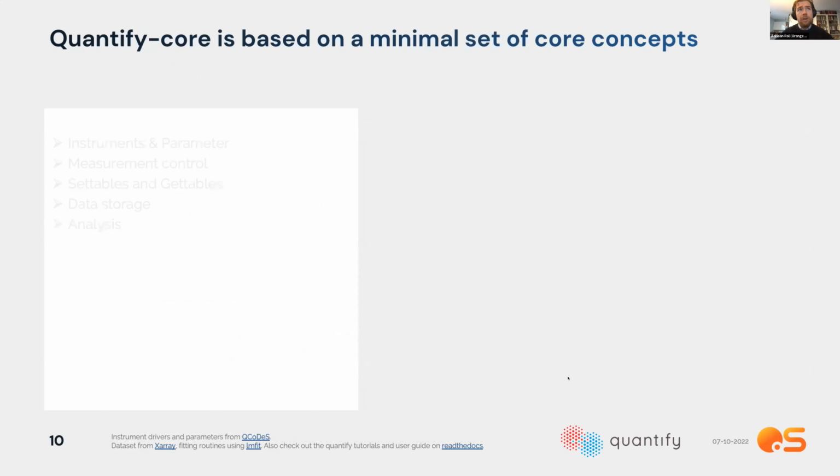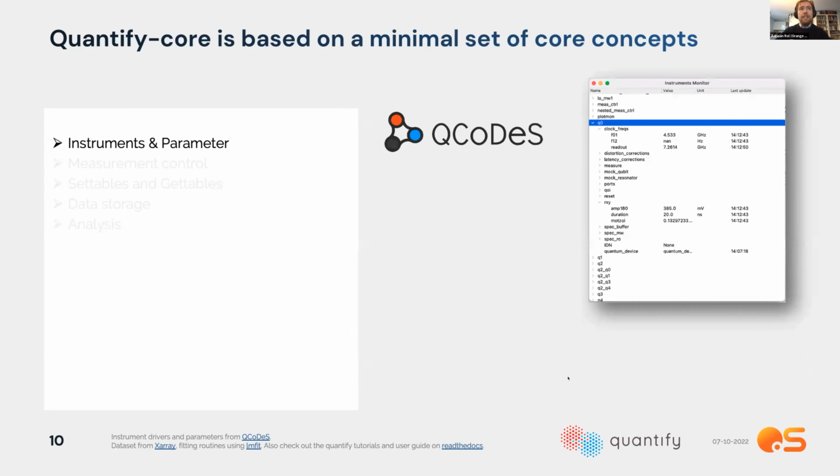So let me start with what Quantify Core is. It's based around a minimal set of concepts that, if you understand them, you should be able to do everything related. The first part is instruments and parameters, and we're inheriting these concepts from QCoDeS. This is a widely established framework for controlling experiments in the lab. What you can see here is a screenshot of the instrument monitor that we added, which shows all the parameters of all the instruments. Here I've chosen to highlight a transmon device element that contains the parameters for the calibrated pulses.